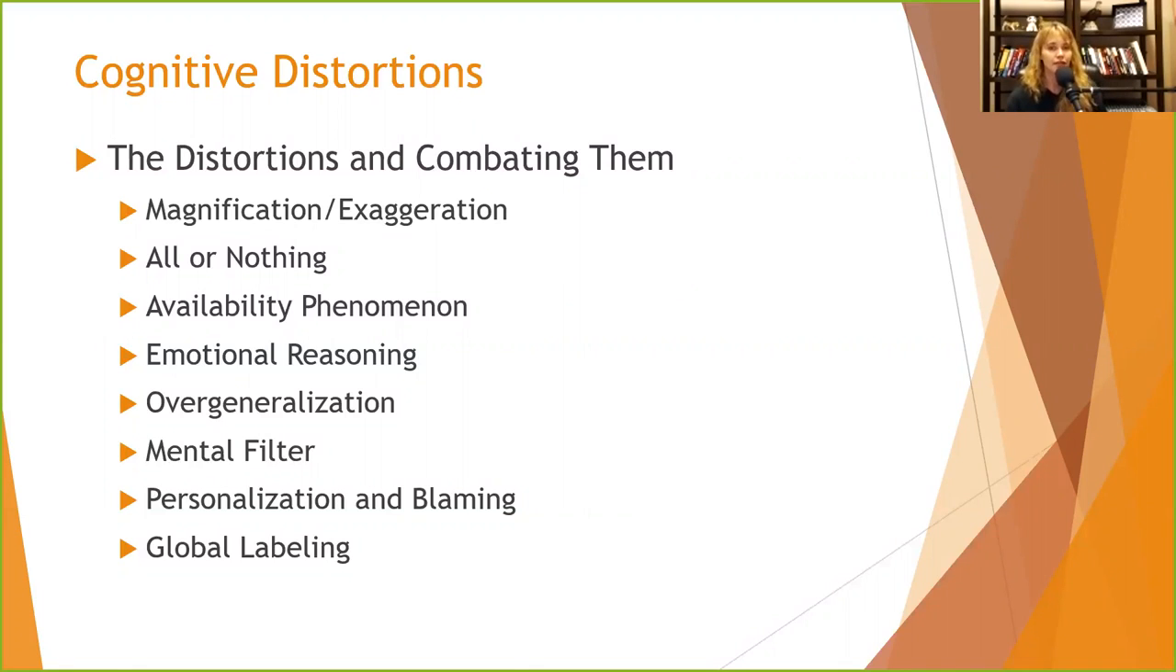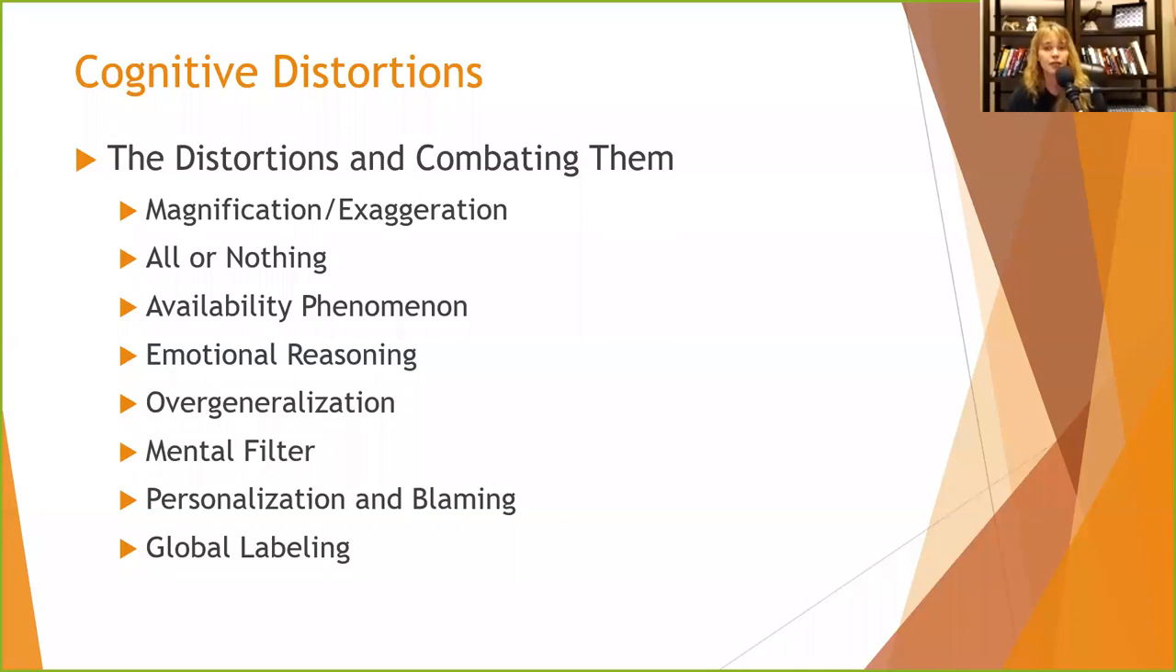Personalization and blaming. Personalization: it's all my fault. Blaming: it's all your fault. When something happens, generally, it's a little bit of everybody's fault. Encouraging people to look rationally and objectively at what the situation was. What was your part? What was the other person's part? And what could you do differently the next time?